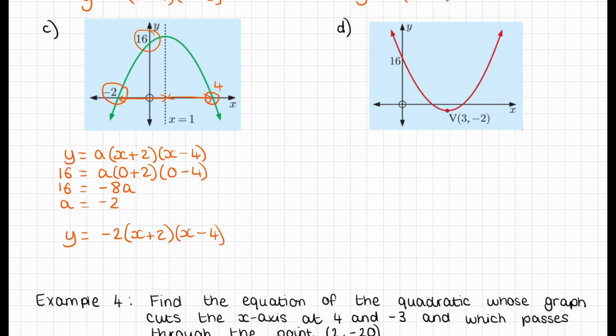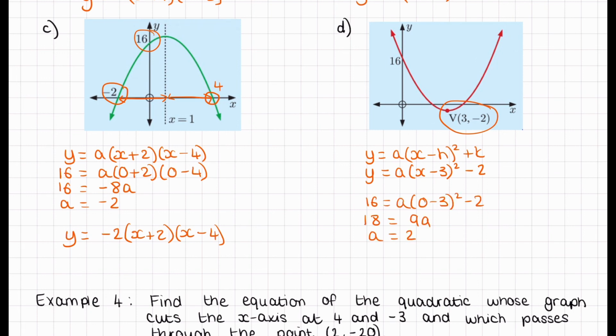The last one, part D, we've been given the vertex, which means we can use the form a, x minus h all squared plus k. And then remember our h and k are our vertex. So it will be x minus 3 all squared minus 2. Once again, just have to work out what a is by subbing in our y-intercept. So our equation will be y equals 2, x minus 3 all squared minus 2.